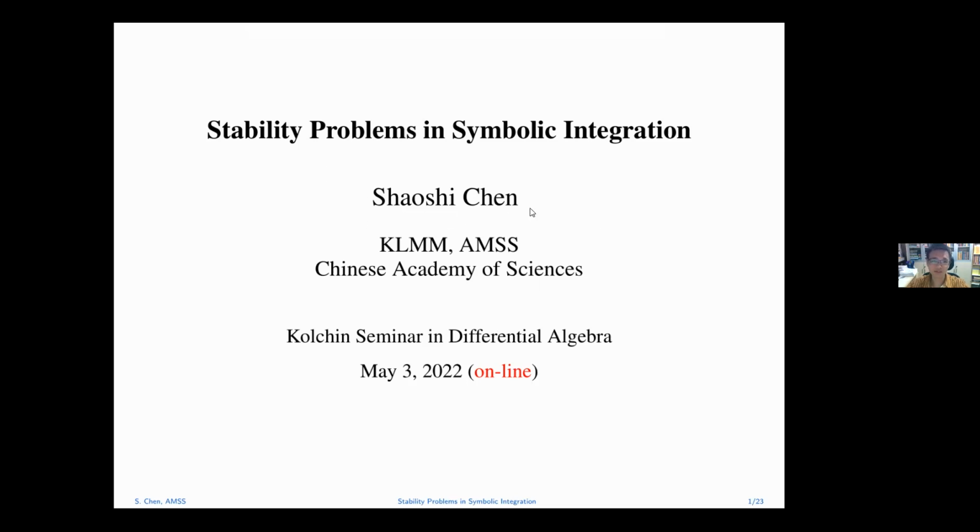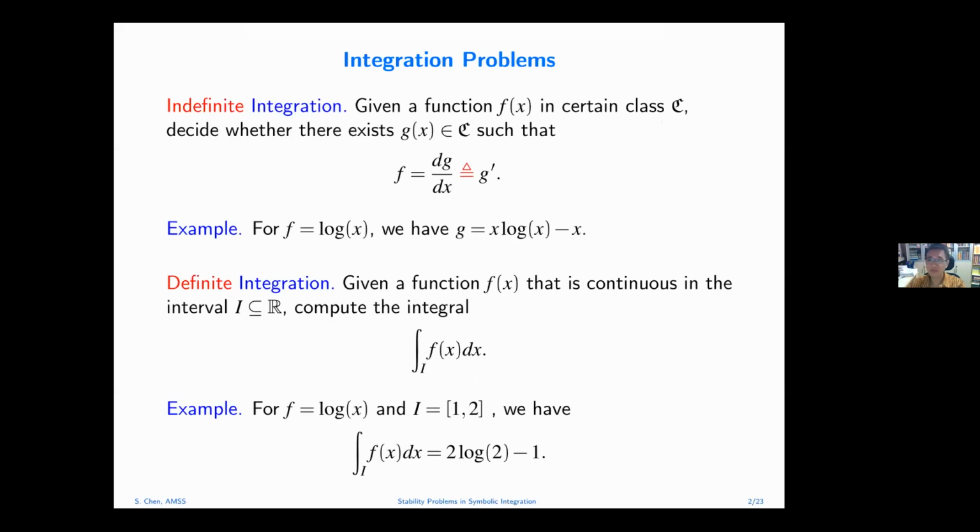So today I'm going to talk about my recent work, which is connecting some dynamical system and symbolic integration. So let me start from symbolic integration. I think in this coaching seminar, I don't need to, but I have slides for defining differential field. Anyway, let me first give a brief introduction to what is called symbolic integration.